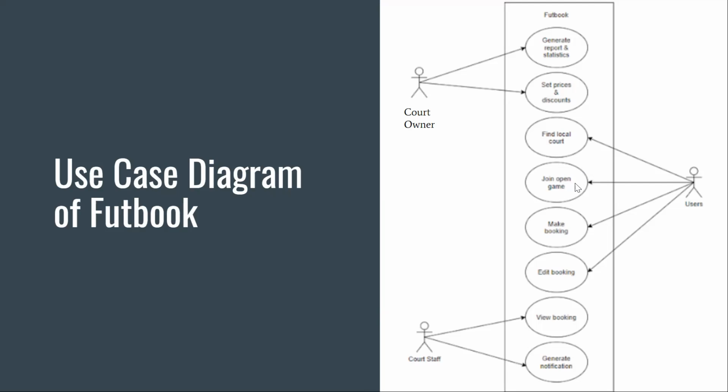They can join open games, which are hosted by other users on the app, or they can host an open game. Again, which is them organizing a game where other people can join. Then they can also make their bookings through the app and edit their bookings if they need to change them. As for the court staff, they're able to view all the bookings but not make any changes to these bookings. And they are also able to generate notifications, which is to notify users of available bookings or maybe available discounts.